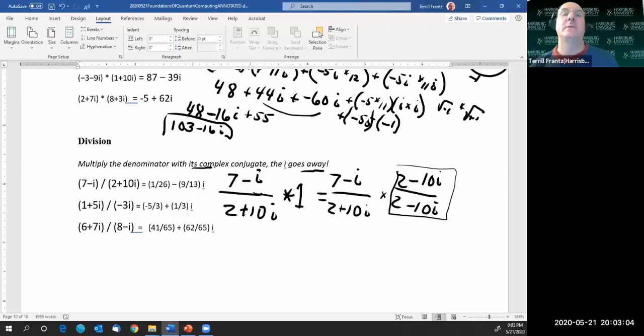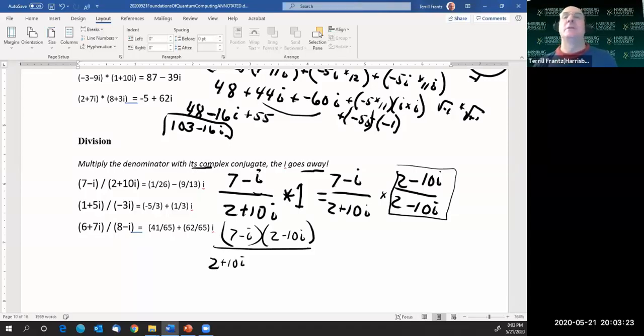But so what we end up with is 7 minus i times 2 minus 10i over 2 plus 10i times 2 minus 10i. Remember this, and the trick here is this is the complex conjugate. That's why I told you about the complex conjugate. It comes in handy when you're trying to divide. All right, well, first, inner, outer, last. Well, these are terrible twos. So first, inner, outer, last.